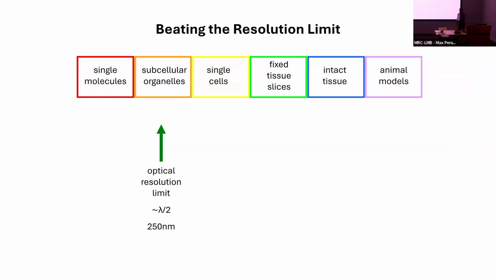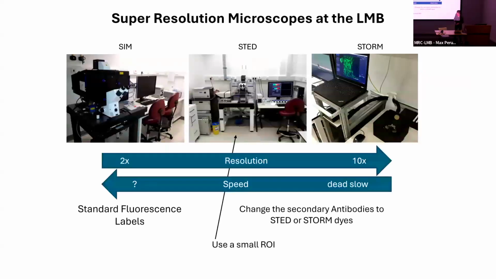Right, breaking the resolution limit. As I mentioned earlier on, we're basically down at this end. We are limited by diffraction. So there are some tricks that basically get past that. That's generally called super resolution. We have a number of microscopes that have this.